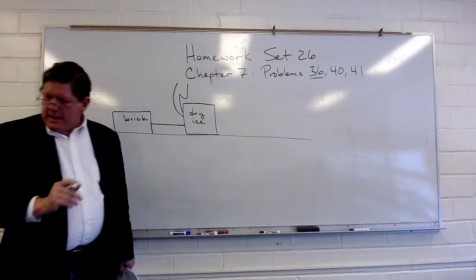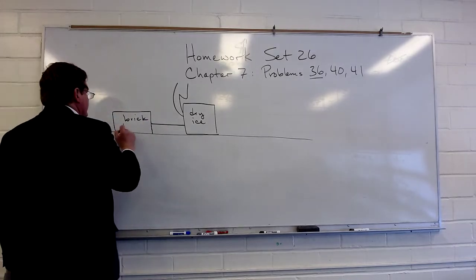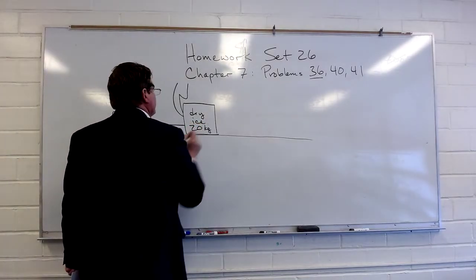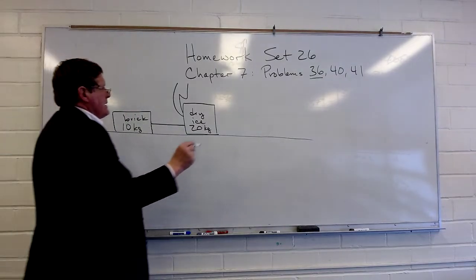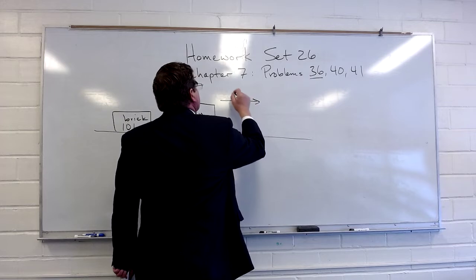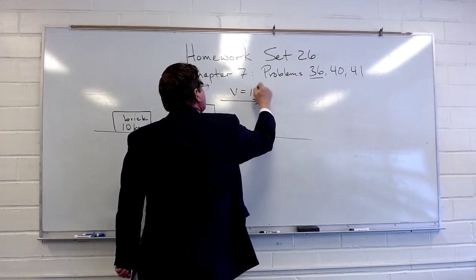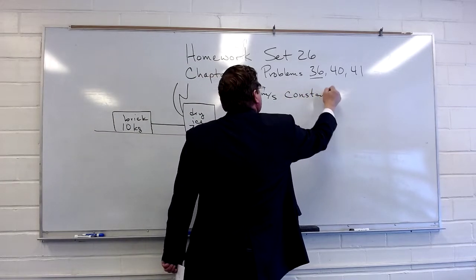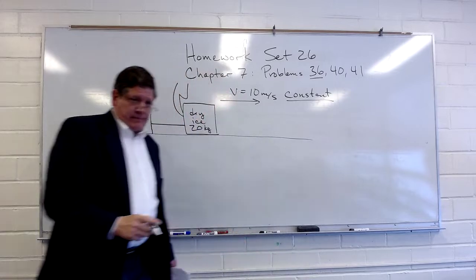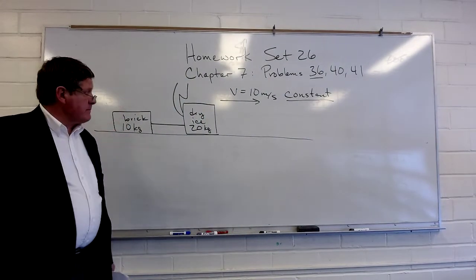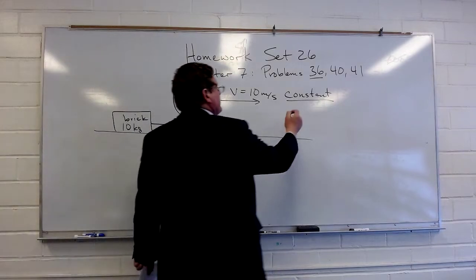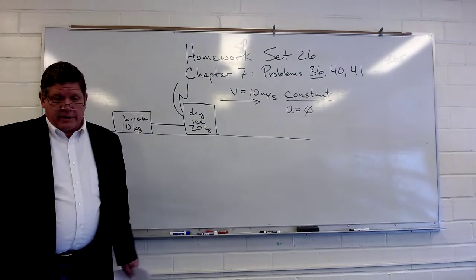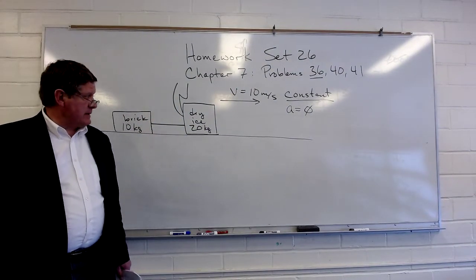Okay? And we're told that the brick has a mass of 10 kilograms and the dry ice has a mass of 20 kilograms. And we're told that the hand is pushing such that we have a constant 10 meter per second velocity. Now, remember from back in the day, whenever we see a constant velocity, we immediately translate that to acceleration zero or equilibrium. Things are in balance.